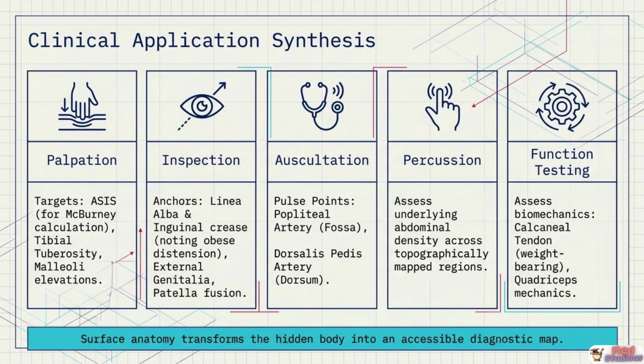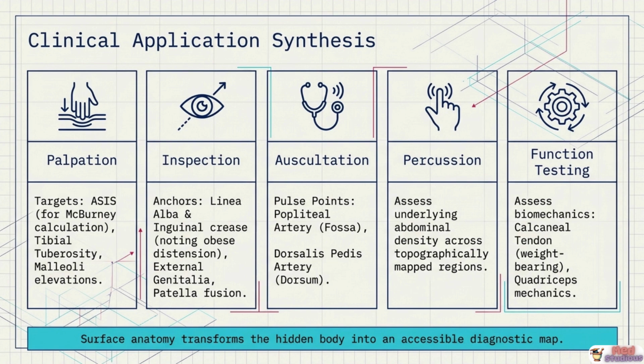Inspection anchors to 4 surface features: the linea alba for midline assessment and diastasis recti, the inguinal crease, noting any distension in obese patients, the external genitalia for urological and gynecological examination, and patella effusion status for pediatric knee assessment. Auscultation targets 2 pulse points: the popliteal artery, accessed through the popliteal fossa for lower limb vascular assessment, and the dorsalis pedis artery on the dorsum of the foot for peripheral circulation assessment.